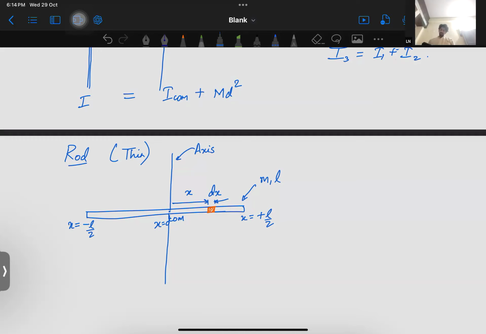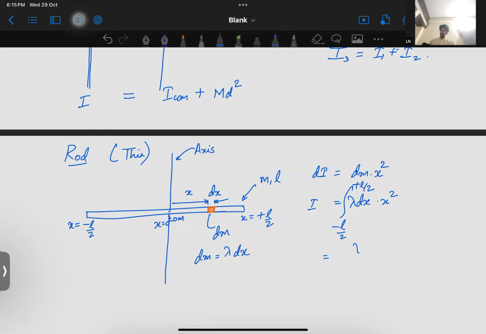Then what is the value of dI? Small or elemental moment of inertia. It is dm, mass of this one, multiplied by the square of the distance from the axis. And what is dm? Can we write this as equal to lambda, the linear mass density, multiplied by dx? Definitely. So you write lambda dx into x squared. Now you do integration. That's all. From where to where? The lowest possible value of x, from minus L by 2 to where? To plus L by 2.